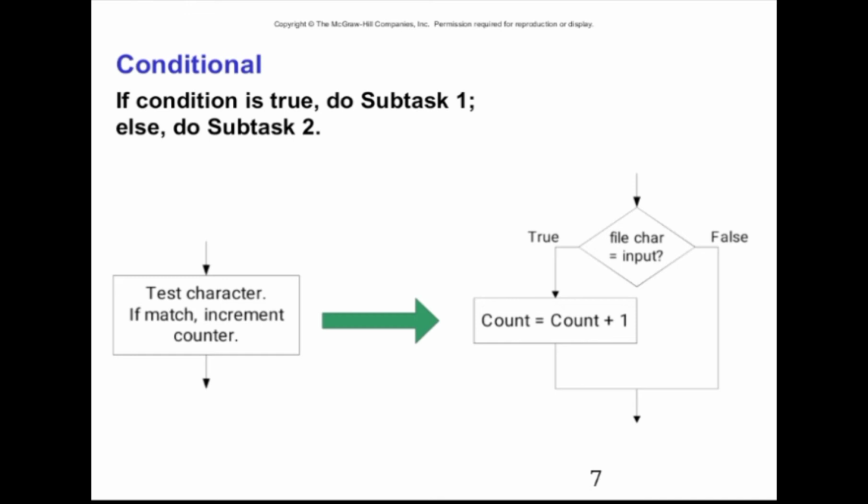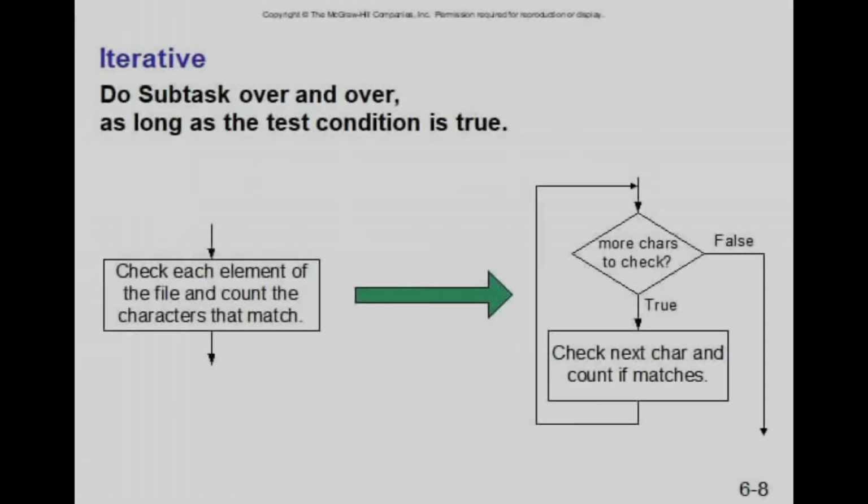From the example, we can see that selection statements such as if-else allow us to be selective about the lines of code to be executed. We can make sure that only some lines are executed depending upon the condition we set. For iterative, we do subtasks over and over as long as the test condition is true.